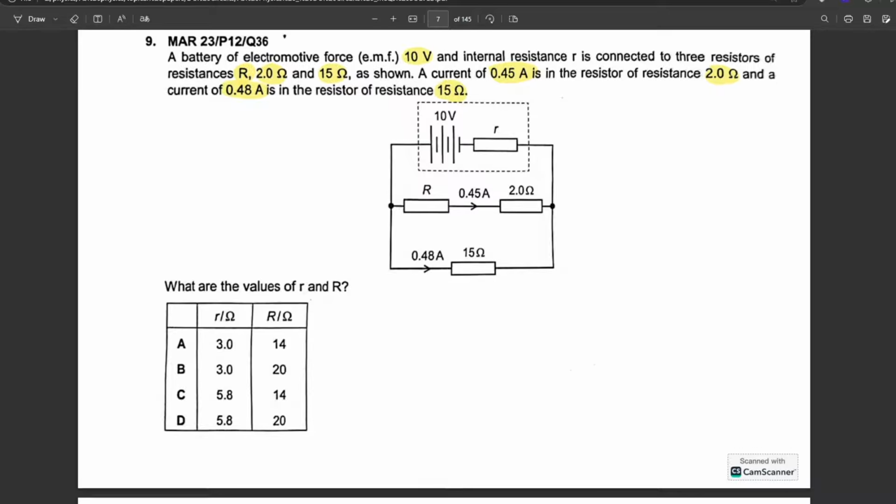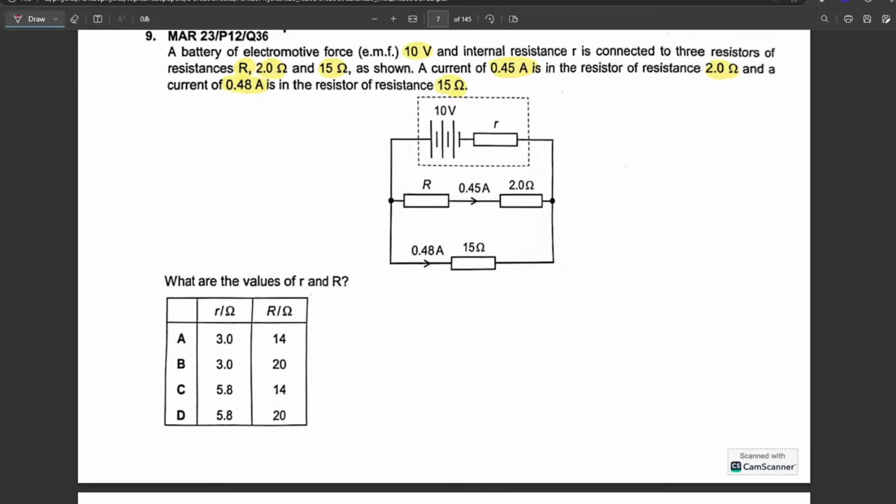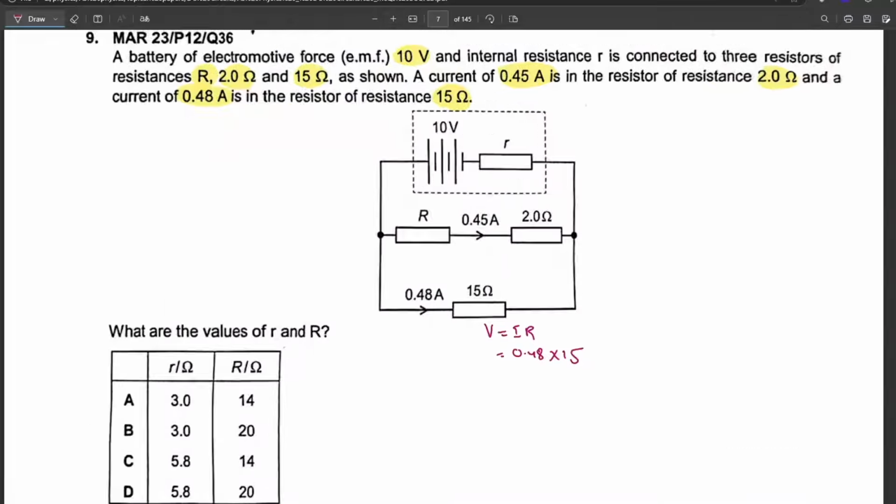The first and foremost thing that you can do here is calculate the voltage in this 15 ohm resistor. Voltage is equal to IR. I is 0.48, resistance is 15. 0.48 into 15 gives you a value of 7.2 volts.